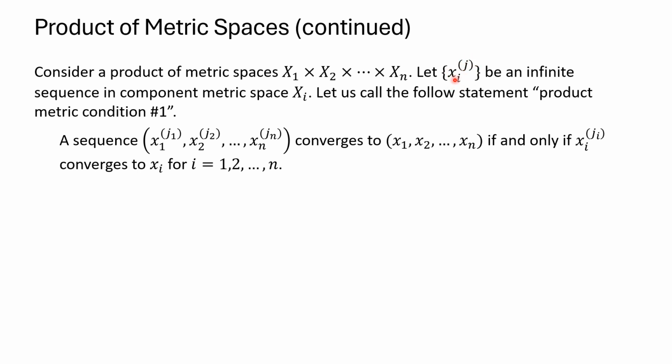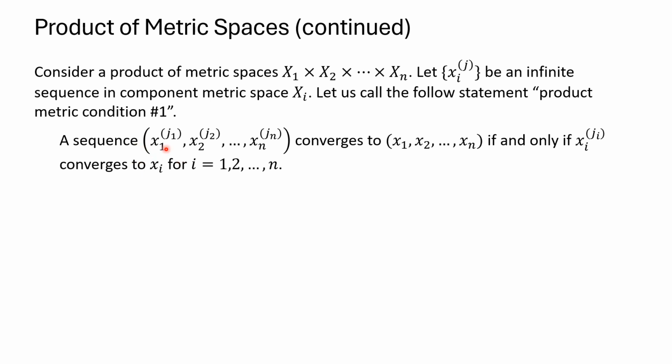That would be an infinite sequence in the ith metric space in the product. So the i corresponds to the metric space number, and then the j is the thing that iterates or increments as part of the sequence. And we have a condition that we're going to use in a theorem.